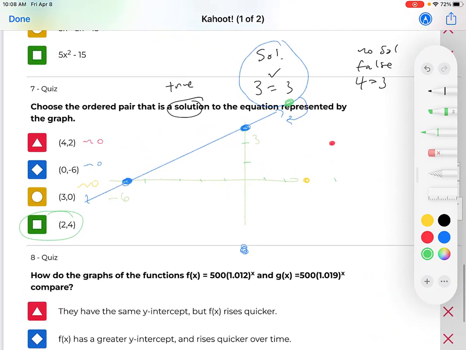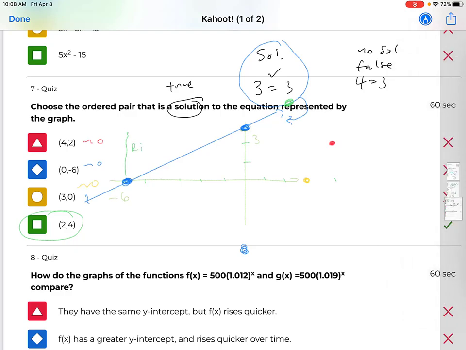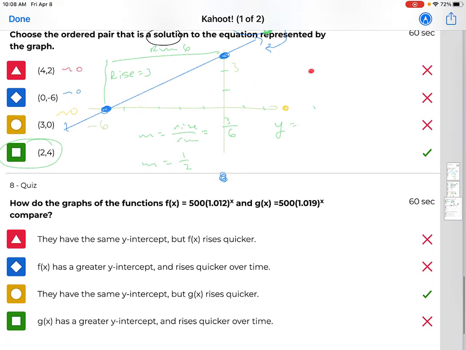You could have also taken this and made an equation. You could have counted slope. It's one way of doing this. So my rise is 3. My run is 6. Rise over run, or my slope, is 3 over 6. So that means my slope is 1/2. Then I can use slope-intercept form. And my slope is 1/2, and my y-intercept is +3, so there's my equation, and then you can just plug in each of the ordered pairs until you have a statement that is true. The other 3 will be false.